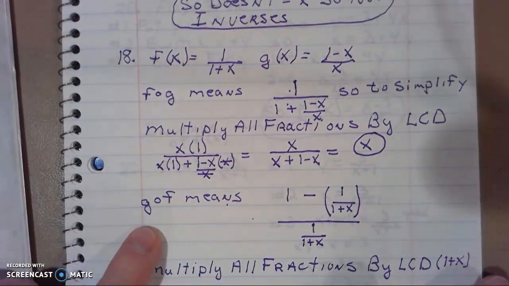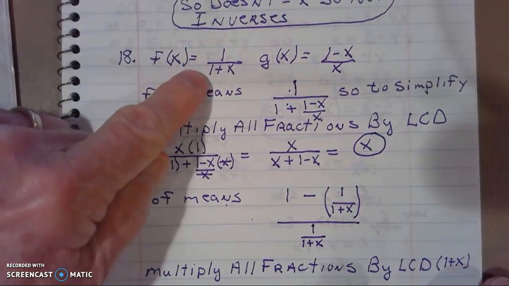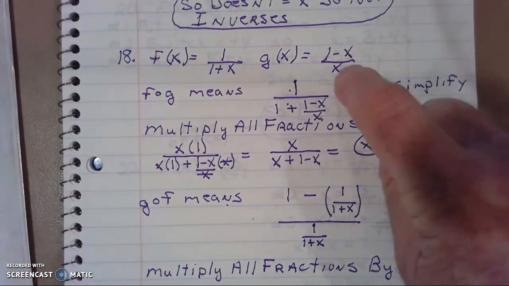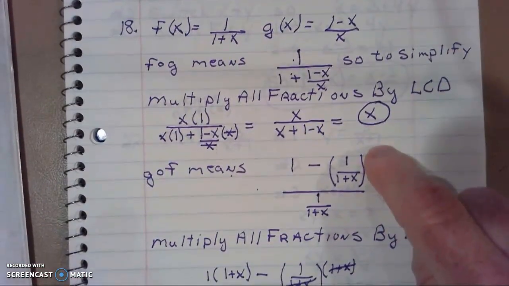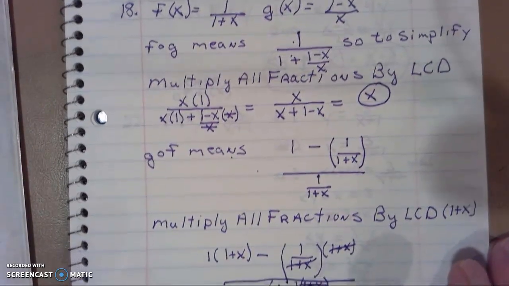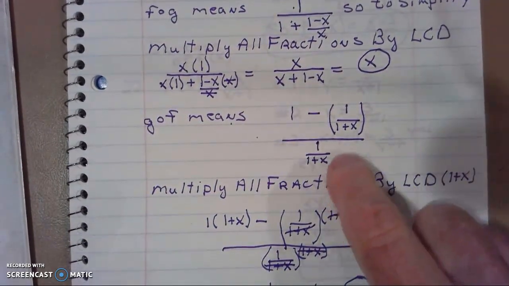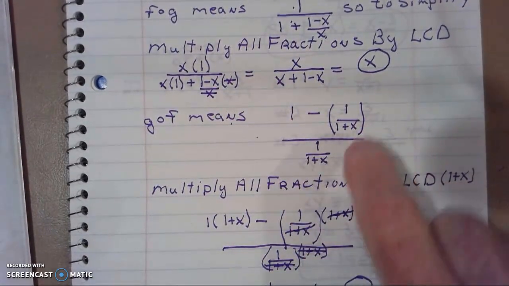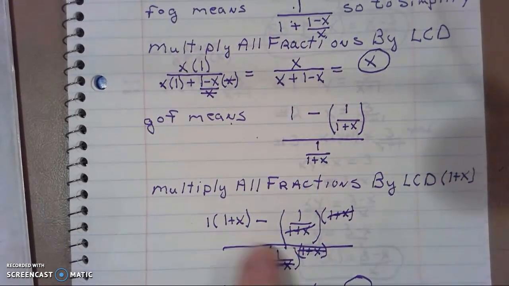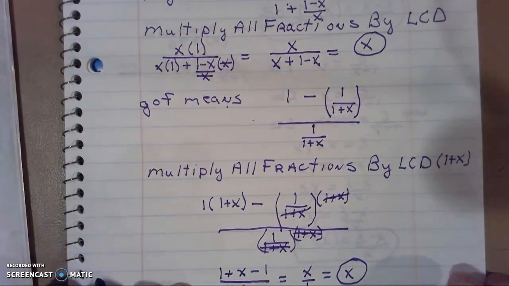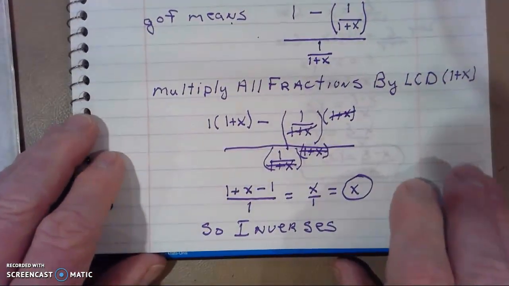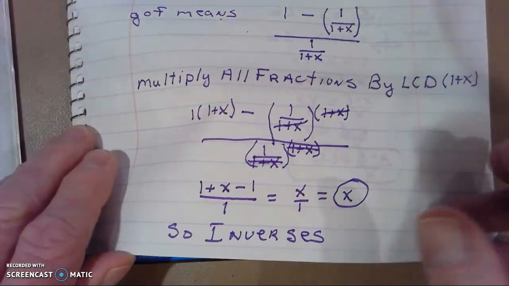Now the second one, I take the f, 1 over 1 plus x, and put it in here for x and here for x. I substitute it in those two places, as I've shown right here. Then again, this is a complex fraction. So I multiply by the common denominator, 1 plus x here, here, and here. I multiply all parts of it as I show here. And so I get 1 plus x minus 1 over 1, which comes out to x. So they are inverses.